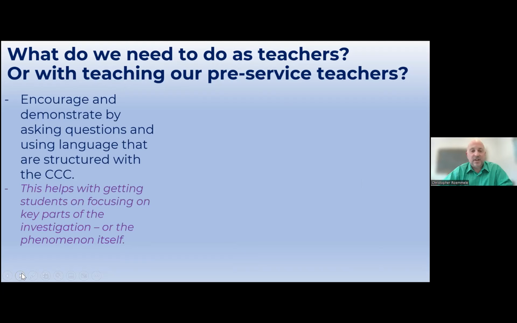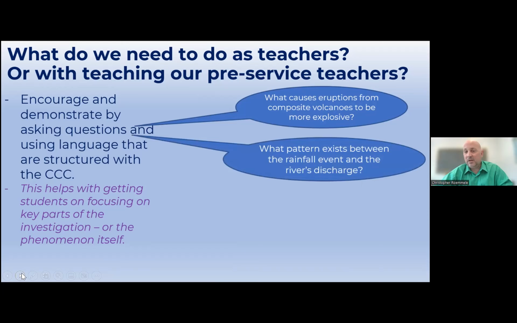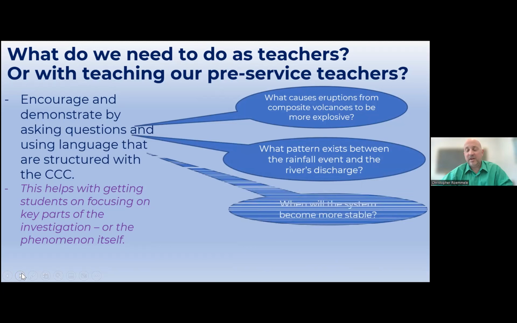And if we can do that, then this helps get students focused on the key parts of an investigation or on the phenomena itself. And those kinds of questions, very specifically, it's really a matter of changing the way we're thinking about how we're teaching and the words we are using when we are teaching. For instance, if our lesson theme or the cross-cutting concept is cause and effect, we might phrase questions this way as well. Or if it's about patterns, we would specifically use that word patterns in our questioning.